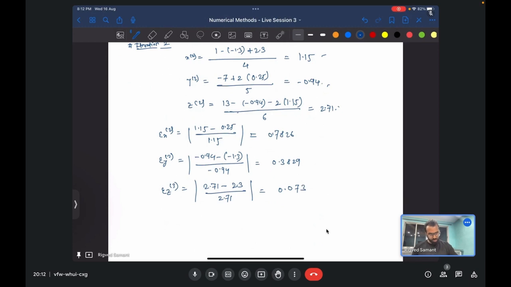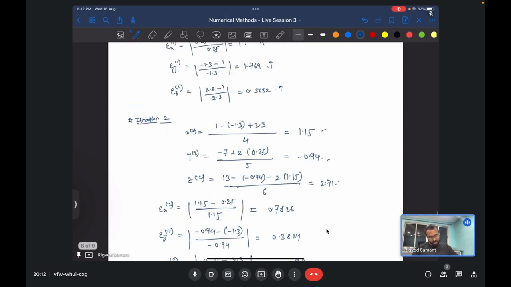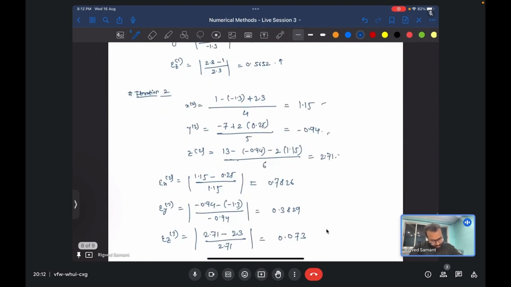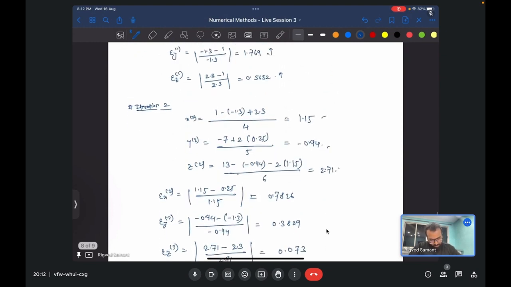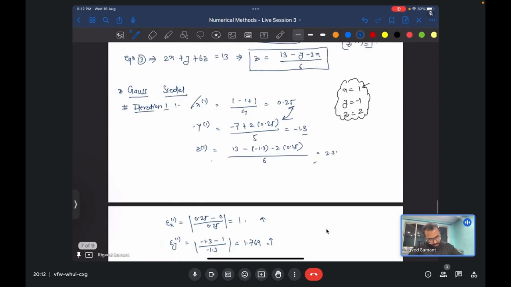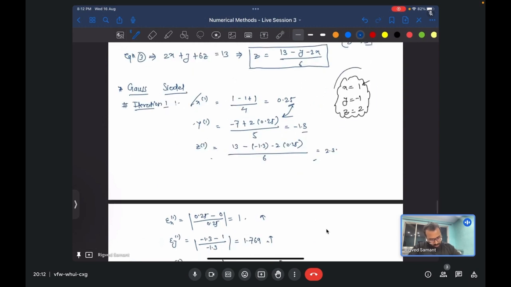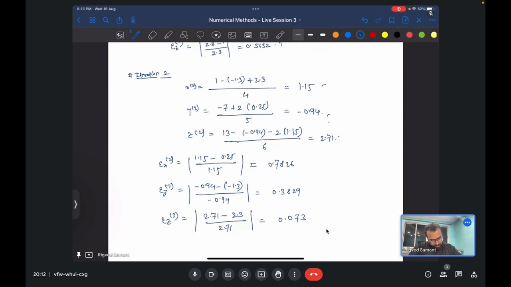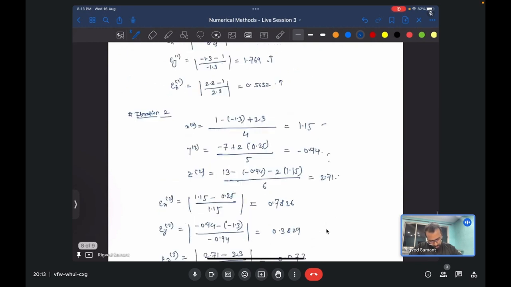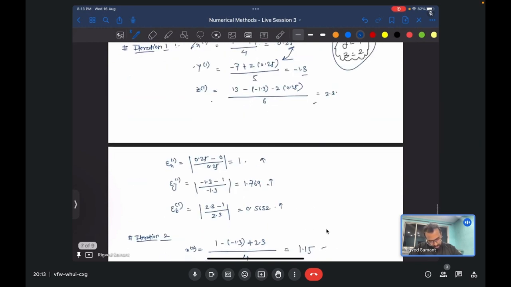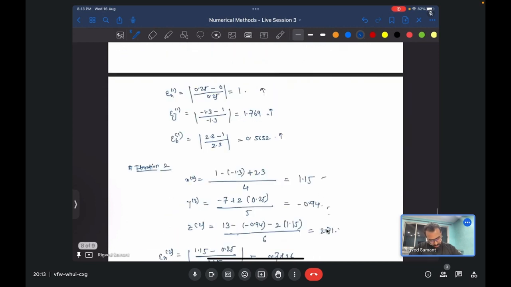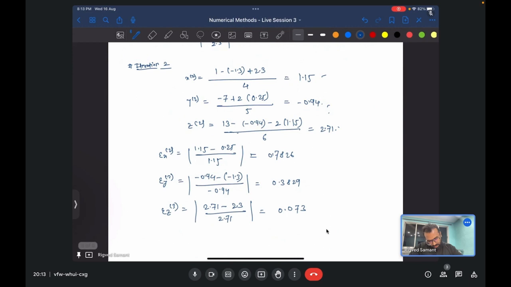0.0073. So the error is reducing, right? It was more than 100, now it is 70, 38, 7, right? And what were the actual values? 1, minus 1, 2, that we know. The first one was this guess, and the first one was these values, which are far off from this, right? After the first iteration. After the second iteration, they are much closer.